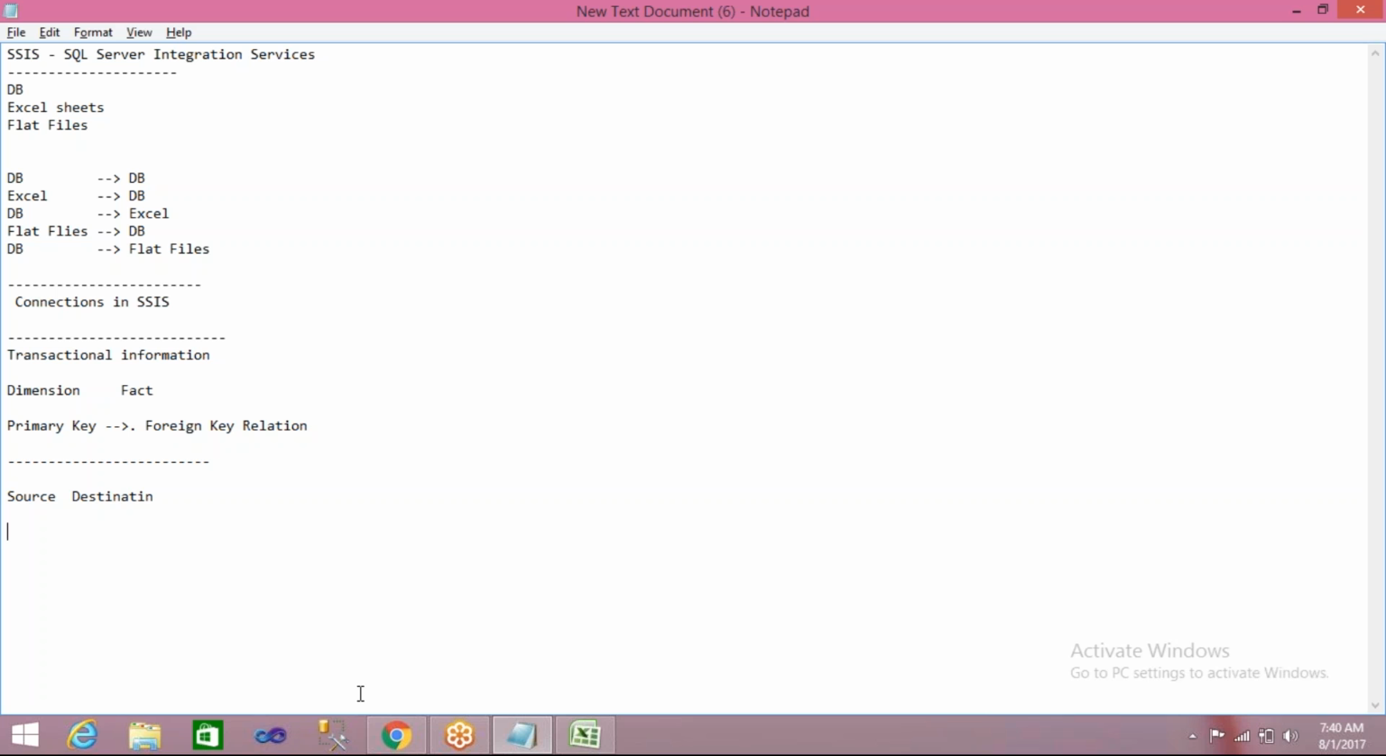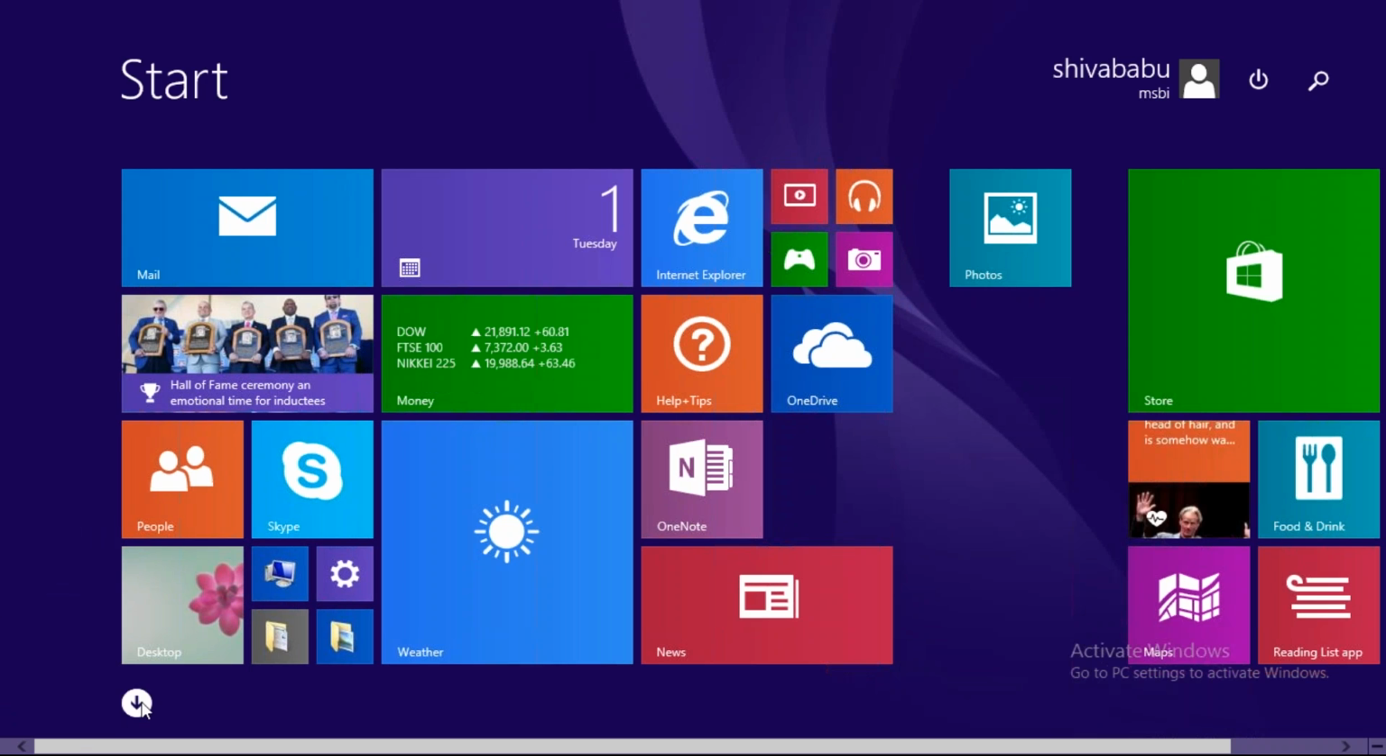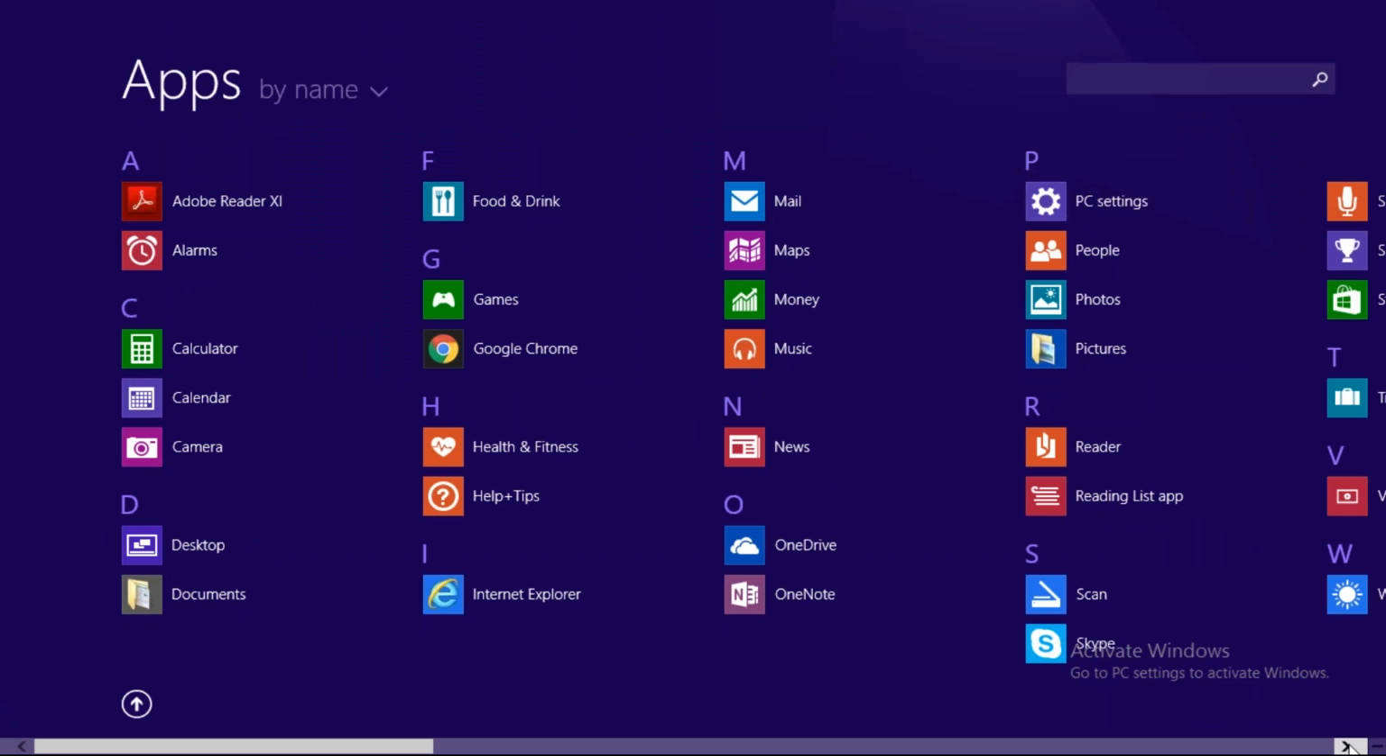To interact with SSIS, you will interact with the SQL Server Data Tools. Once you are done with your installation on your machine, you can get this SQL Server Data Tools. Earlier it was BIDS, Business Intelligence Development Studio. Now in the latest versions, they call it SSDT, SQL Server Data Tools, and the icon looks like this. Once after installation, you can see the programs like this.